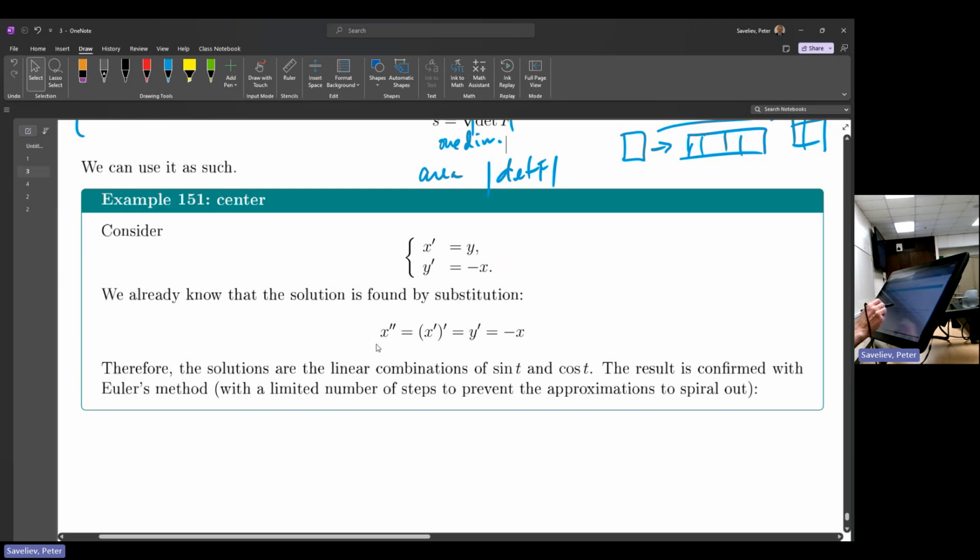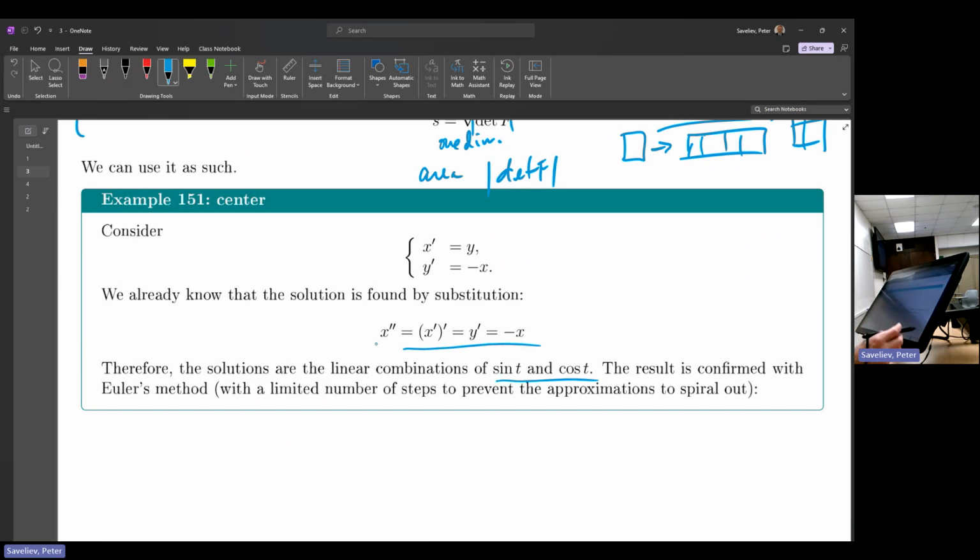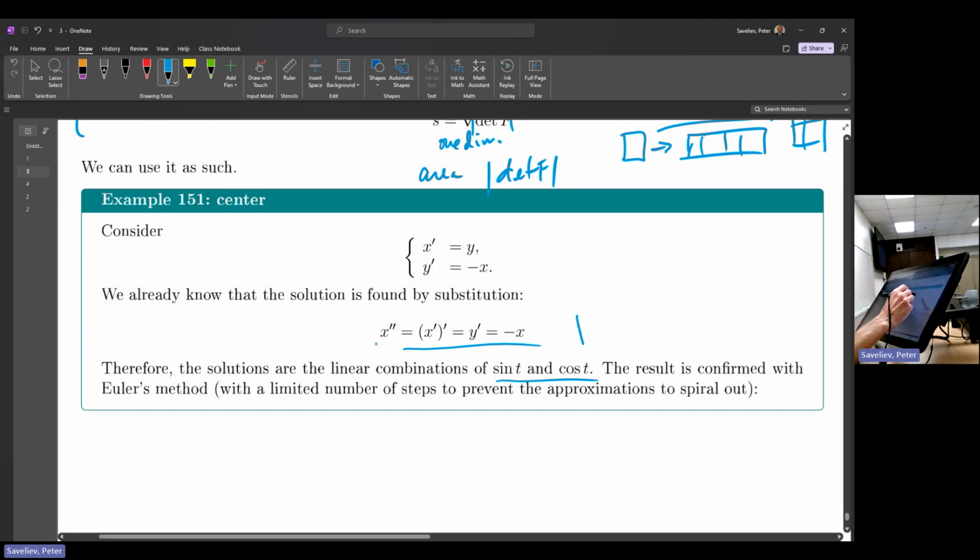Yeah, we did solve it previously. Remember, with the substitution, the end result is x double prime equals negative x, which tells us, from memory from calculus 1, what function you differentiate twice to produce the negative of that function. The answer is sine and cosine, and then all linear combinations of these two functions. So that's the explicit direct solution: c sine t plus k cosine t. Okay, so that's the solution.